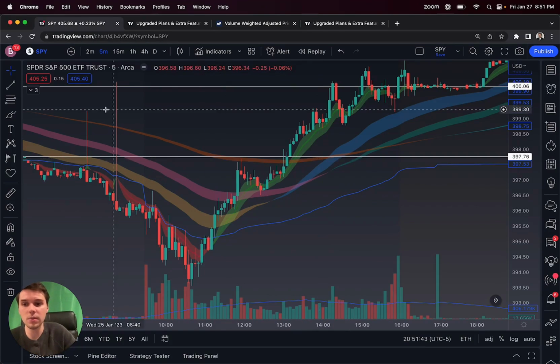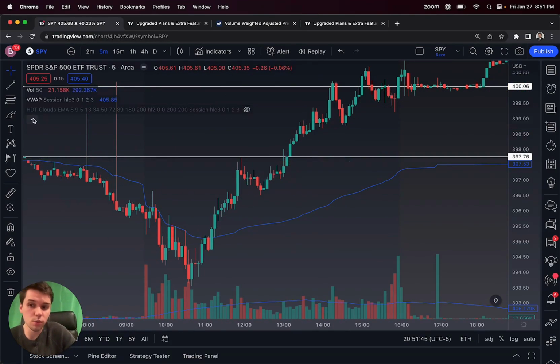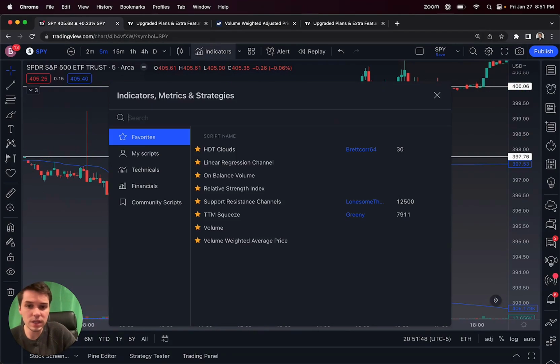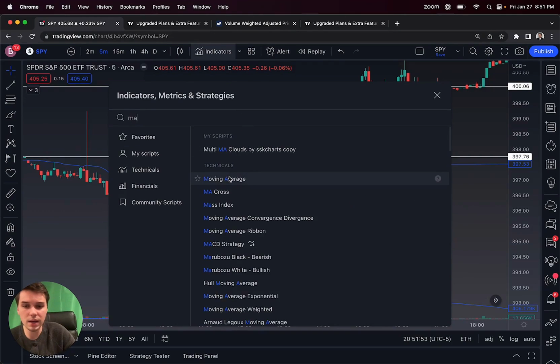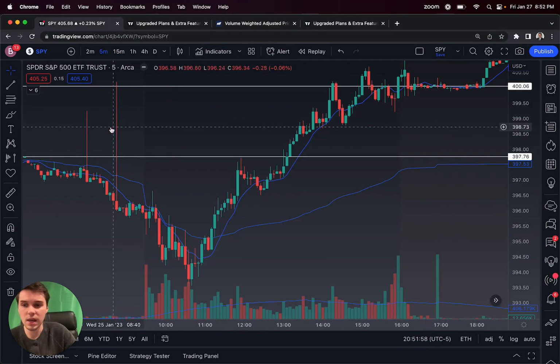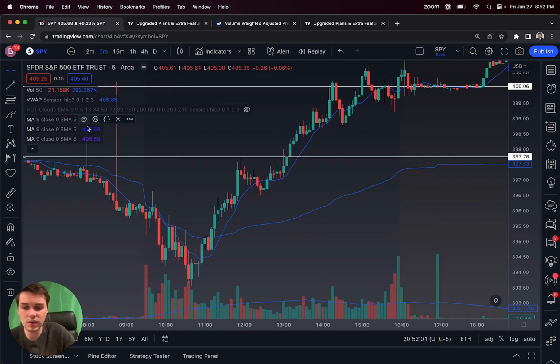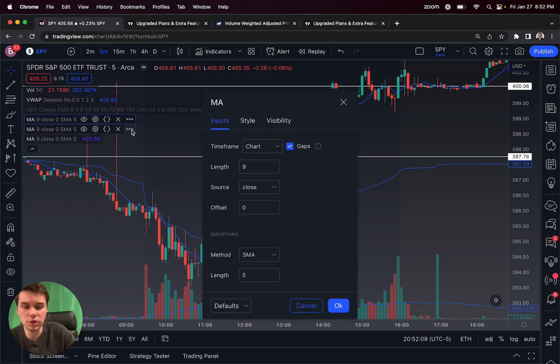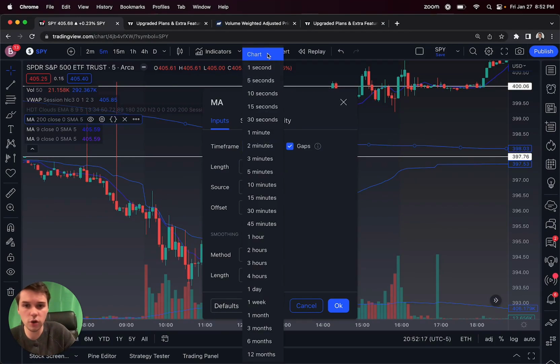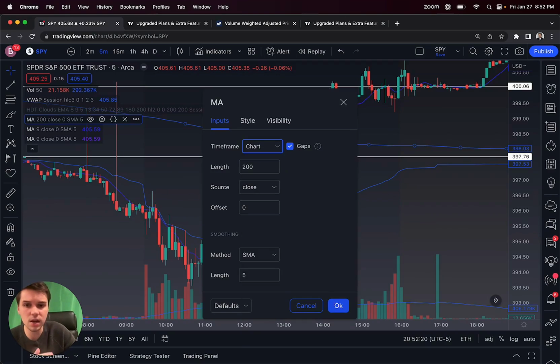Now, the next indicator I'm going to use is, big surprise, another moving average. I'm going to add 3 other moving averages. So I'm going to search MA and add moving average 1, 2, 3, clicking it 3 different times. The reason I'm doing this is because I'm going to change these settings to be 3 different lengths of moving averages. So I'm going to go to the settings icon and change the length of this moving average to 200, so it's going to be a larger moving average. And this one I'm going to keep as time frame chart, exactly as is.